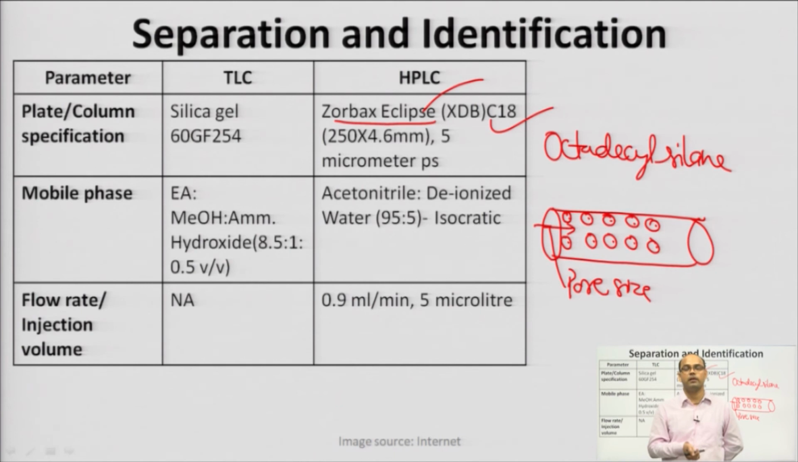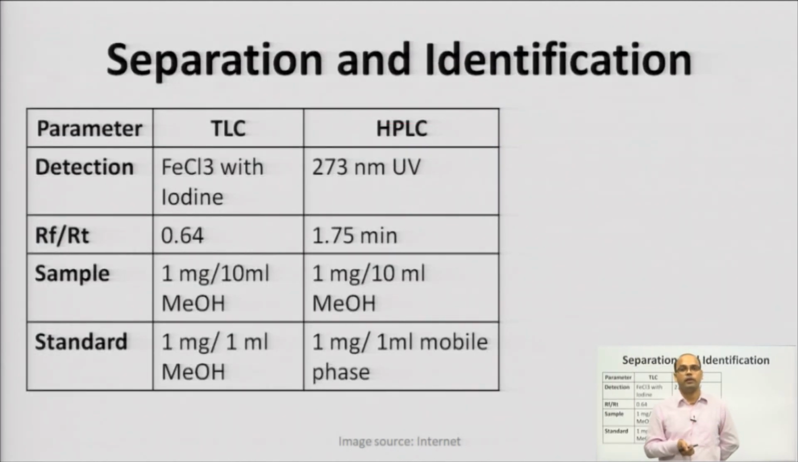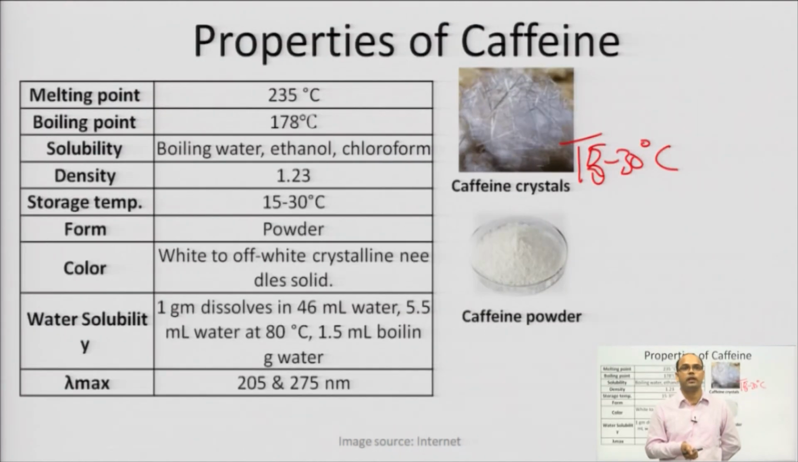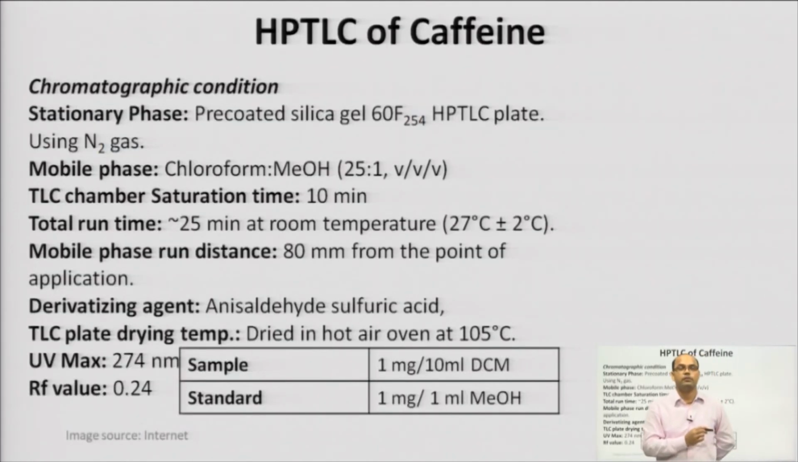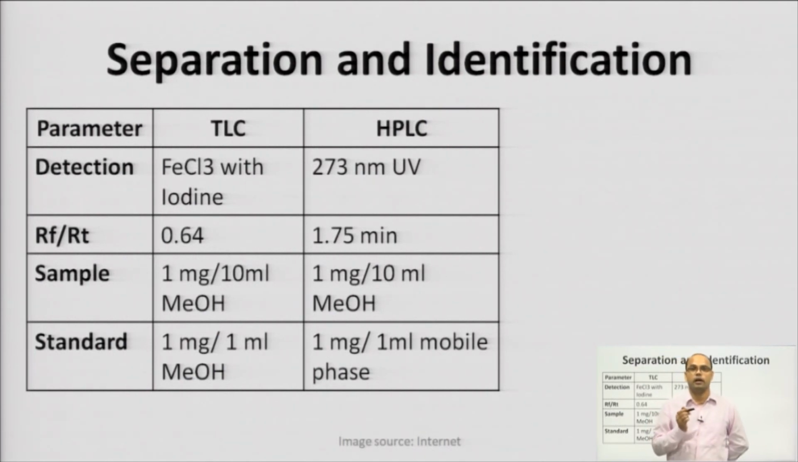In the previous lectures we have seen that we have injected 20 microliters of injection in the HPLC machine. We have set our UV detector of HPLC machine at 273 nanometer. Since we have seen the lambda max of caffeine at 275 nanometer, we have set our HPLC detector at 273 nanometer, where we can easily detect our compound. The retention time at which the caffeine was detected is about 1.75 minutes.